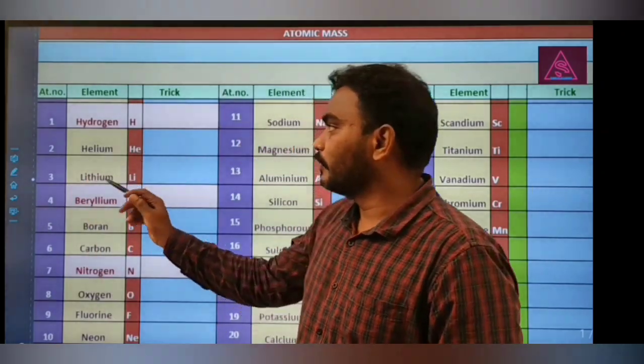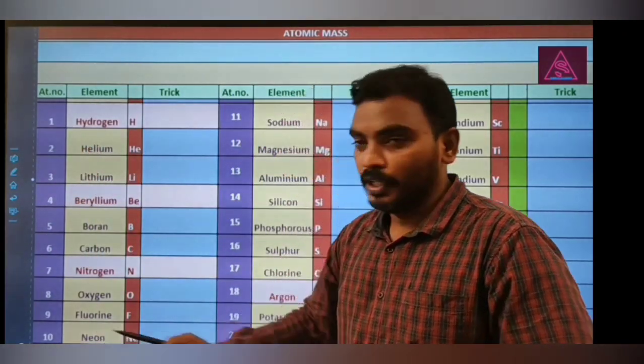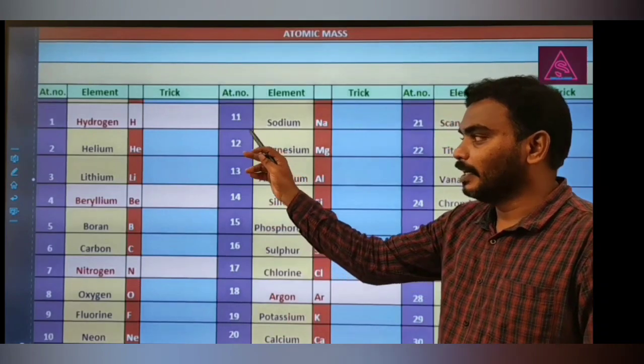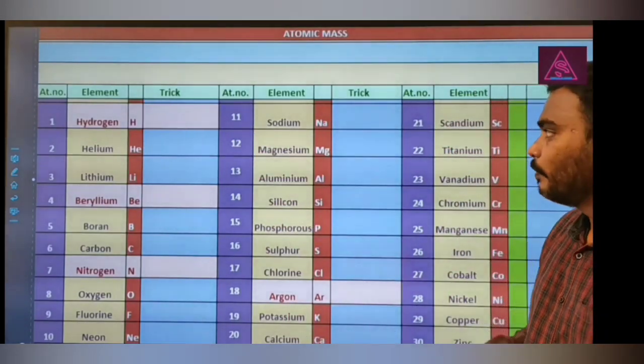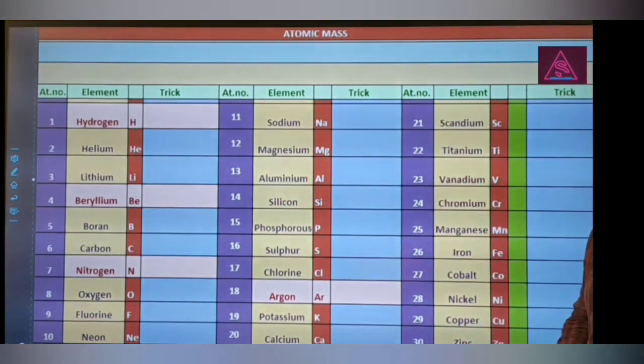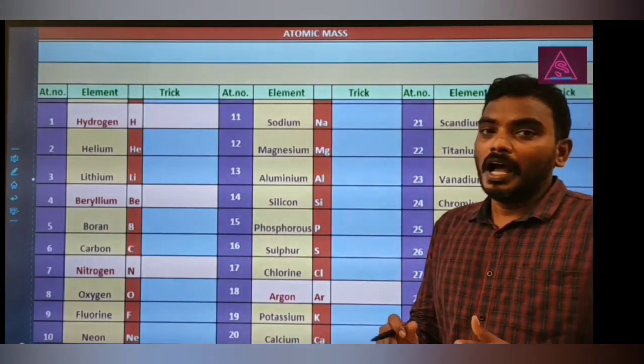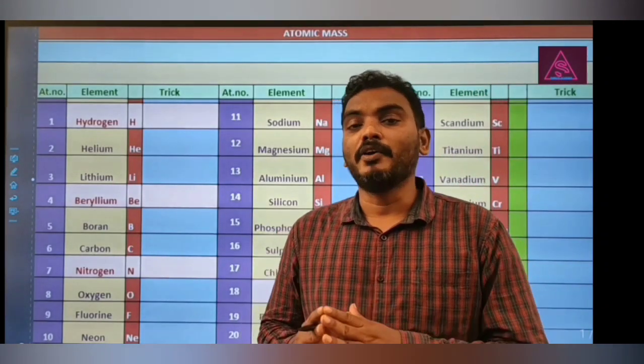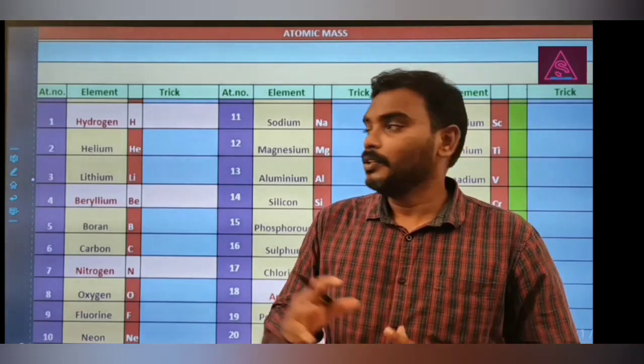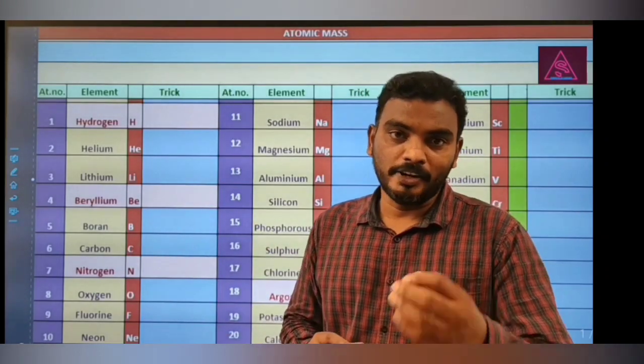If you observe, hydrogen to neon, 1 to 10, is one group, the second group is 11 to 20, and the third one is 21 to 30. Now I will show you how to remember the first group elements and their atomic mass.